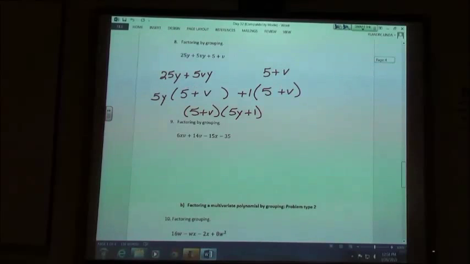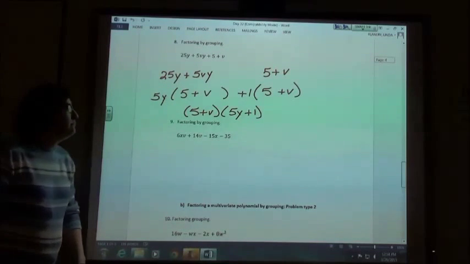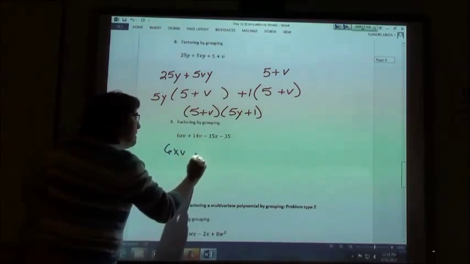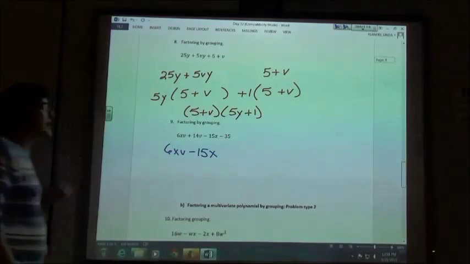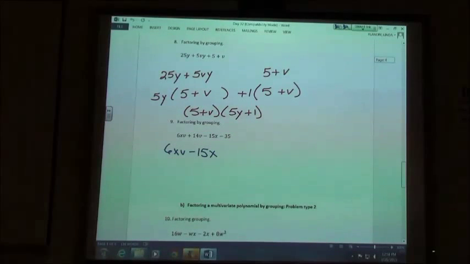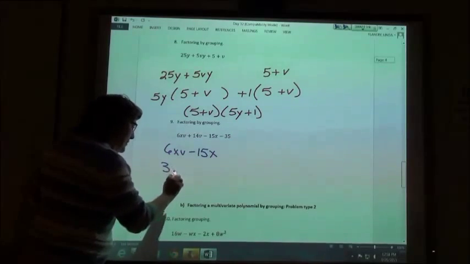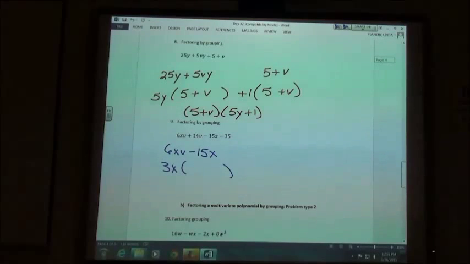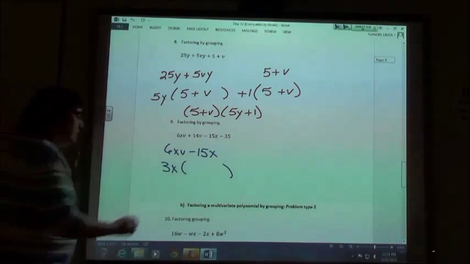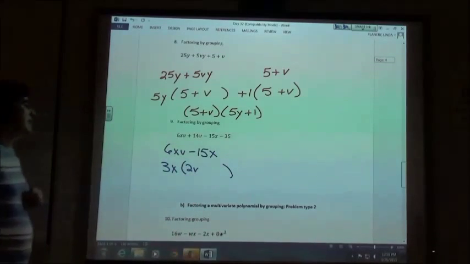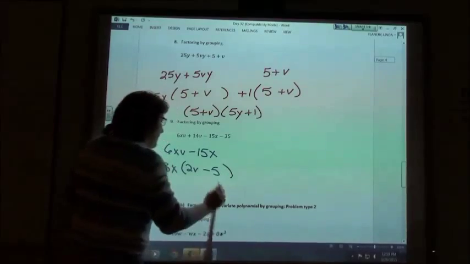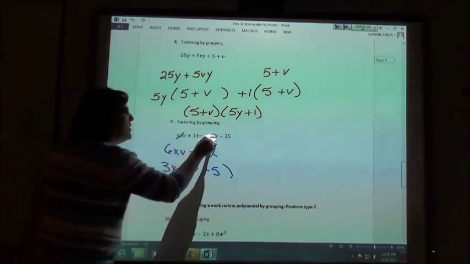So number 9, if you look at that list, which 2 do you want to put together? 6xv minus 15x. Okay, she says, let's put the 6xv with the minus 15x. So my greatest common factor there would be 3x. So if I take 6xv and I divide it by 3x, I would get 2v. And if I take negative 15x and I divide it by 3x, minus 5.